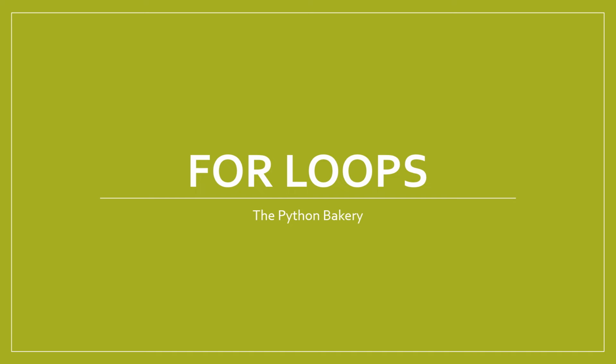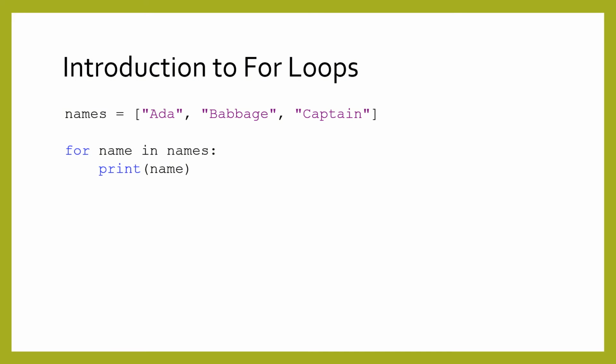For loops. Writing the same code over and over again, in order to do something multiple times, is tedious and likely to lead to mistakes. That's why we have loops to let us do an action repeatedly.